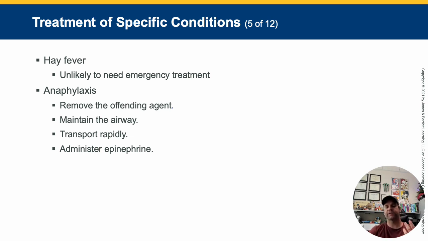Anaphylaxis results in airway swelling, bronchoconstriction, vasodilation, and shock. They're going to have urticaria, angioedema, wheezing, stridor, swelling of the tongue, hypotension, sometimes nausea and vomiting. So if the patient has been exposed to a known allergen and is showing signs of respiratory distress or circulatory collapse, that's where epinephrine must be administered immediately. If they do carry an EpiPen, you can assist them in using it.